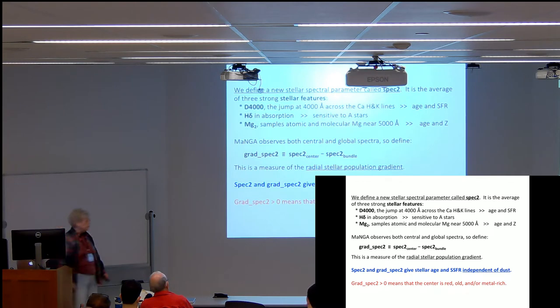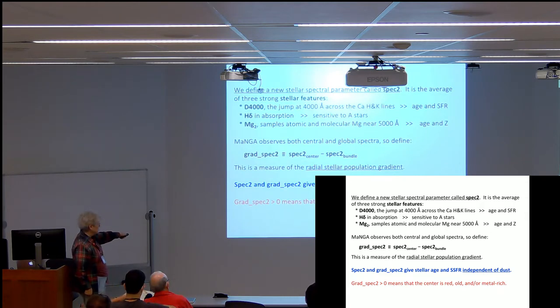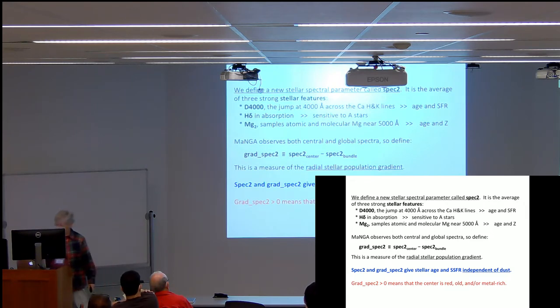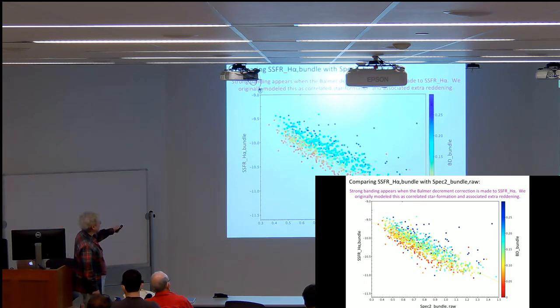Okay, so we define a new spectral parameter, which we call spec 2, which is the average of these three familiar features. And collectively, spec 2 is sensitive to stellar age, metallicity, star formation rate. We can observe spec 2 in the middle of the galaxy and globally, and so we take the difference between those two and define a parameter called grad spec 2, which is a measure of the radial stellar population gradient. And grad spec 2 greater than 0 means that the center of the galaxy is red, old, metal rich. Okay, so let's start by comparing the specific star formation rate given by H-alpha in the whole IFU with spec 2 in the whole IFU raw.